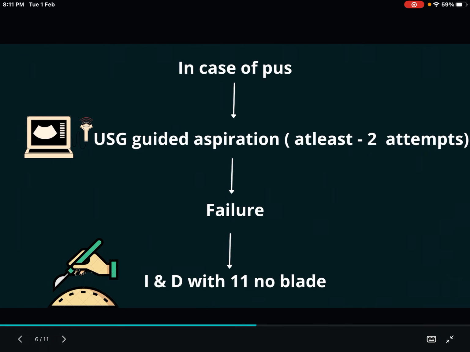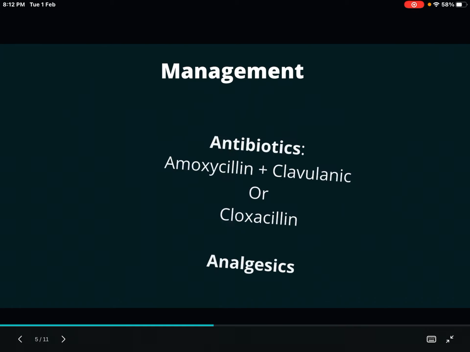And now, in case of pus formation, you have to do the ultrasound guided aspiration. At least 2 attempts we have to give. And even after the 2 attempts, if it is failing, we have to go for incision and drainage with number 11 blade. Once again, I will repeat. In case of pus formation, you have to do ultrasound guided aspiration first. And we have to give at least 2 attempts, and even after 2 attempts, if it is failing, we have to go for incision and drainage with the number 11 blade.